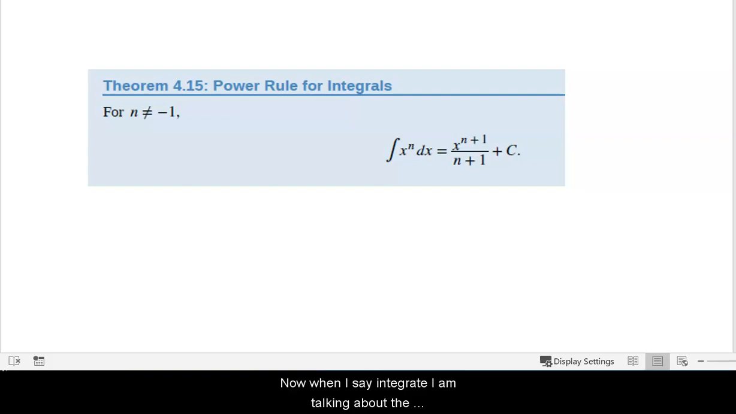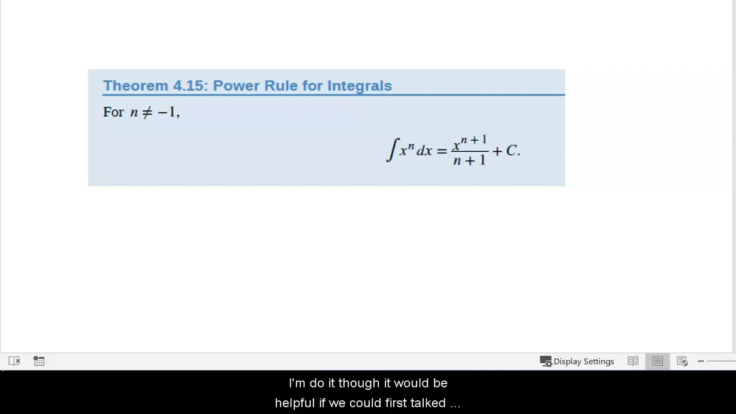Now, when I say integrate, I am talking about the operation of evaluating the integral. Integration is another way of talking about and finding the antiderivative. Antidifferentiation and integration mean essentially the same thing for indefinite integrals. One of the first rules we learned when we did derivatives was the power rule. Now we have to undo it.